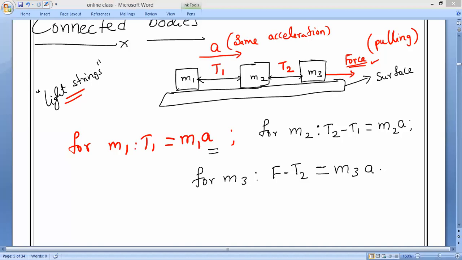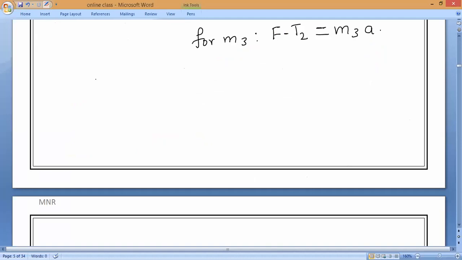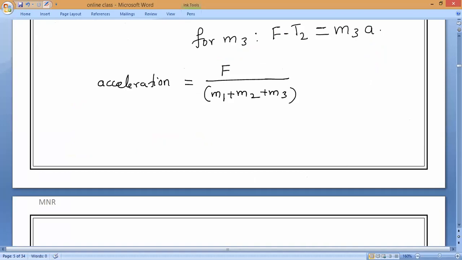So now in this case, what is the total acceleration of the system? Anybody can tell? Acceleration of the system is equal to what? Total force divided by the sum of the body masses. That is M1 plus M2 plus M3. That is the acceleration of the system.